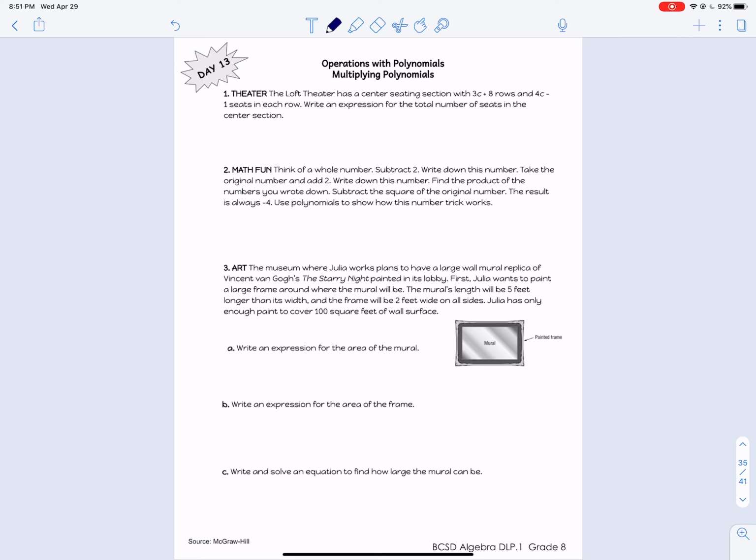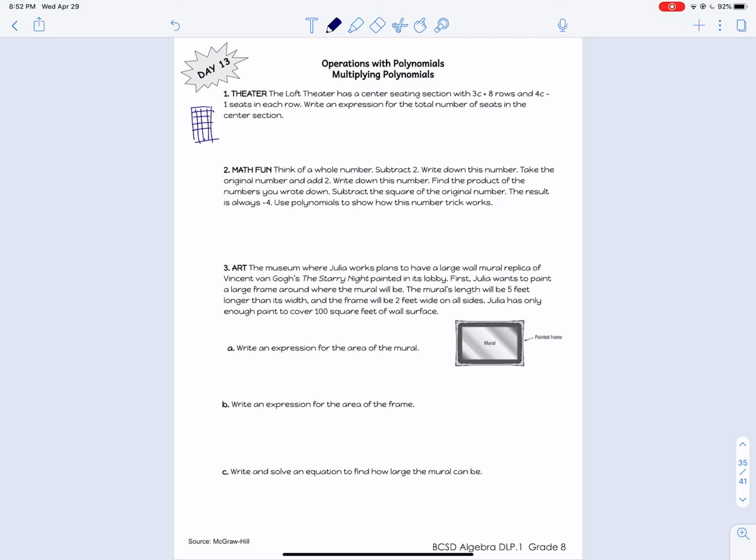Okay, here we have some basically word problems, practicing what we just did. So let's see here. Number 1. The loft theater has a center seating section with 3c plus 8 rows and 4c minus 1 seats in each row. Write an expression for the total number of seats in the center section. Okay, so most of us have been to some sort of event where there's lots of different seating. It could be a football game, it could be anything, church even. But anyway, a section of seats.